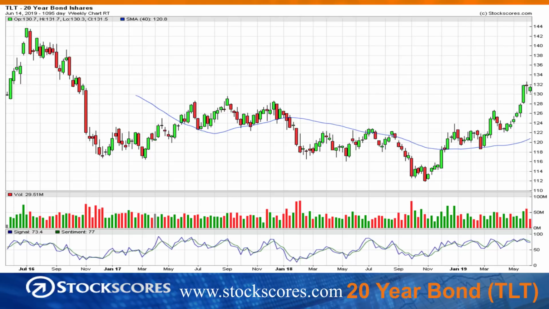Interest rates, we always look at the TLT, which is the bond ETF. If this goes up, interest rates are going down. And you can see we've broken through that longer term resistance. Had a little pause the last couple of weeks. Pretty typical when you get that sharp run higher.